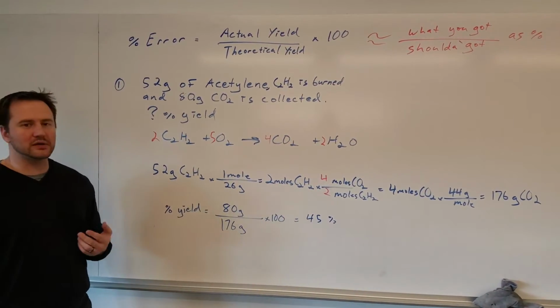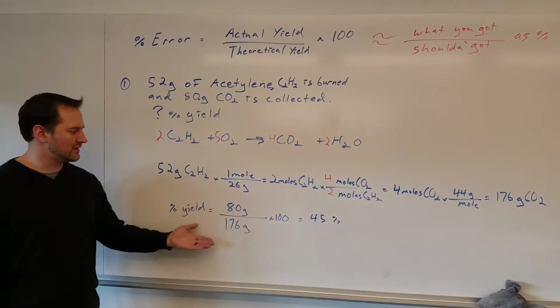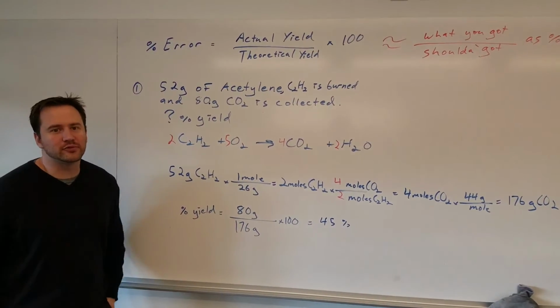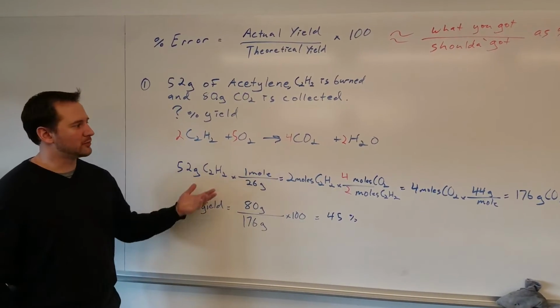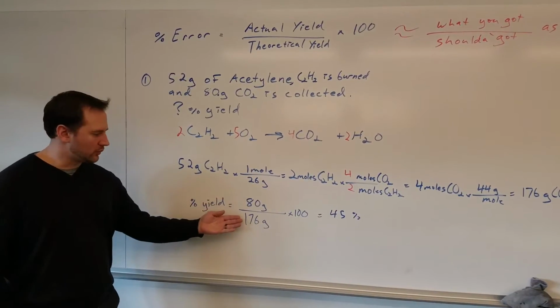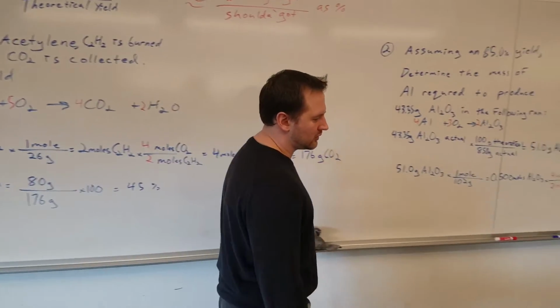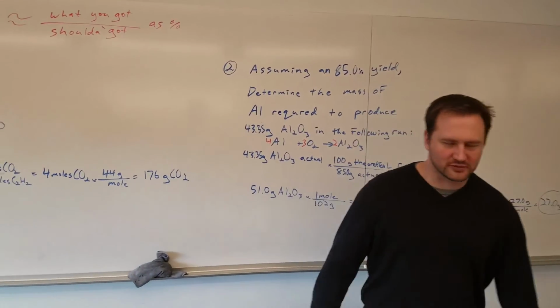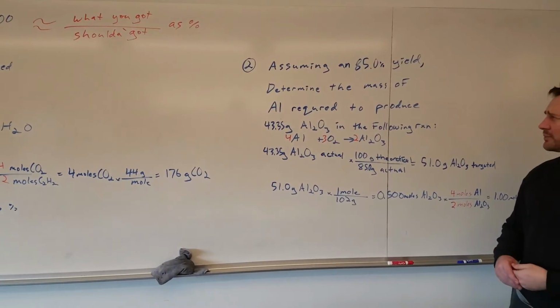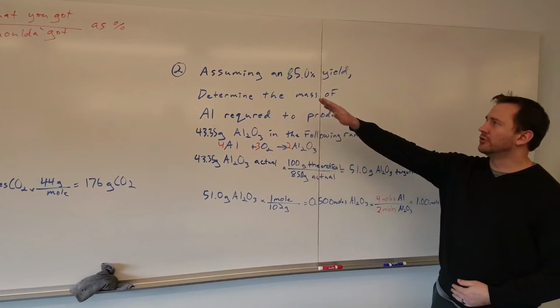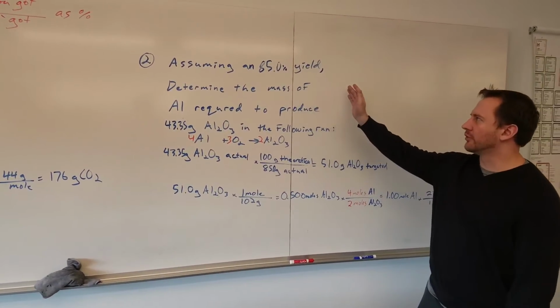However, since we only collected 80 grams, we got less than half, that would be a 45% yield. So this is one type of problem. Again, what you got out of what you should have got as a percentage. Now, the other type of problem we can do, and there's actually more than these two, but these are just a couple examples of applications, would be if you assume, say, an 85% yield for a reaction.